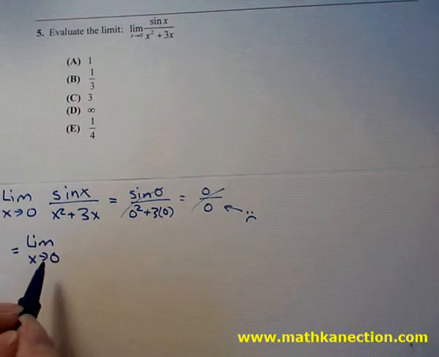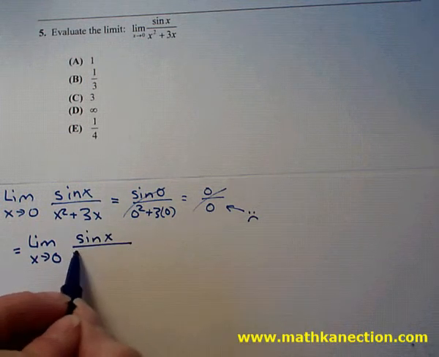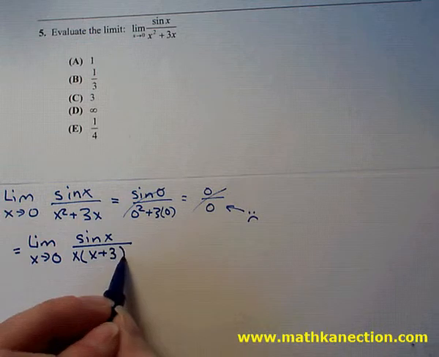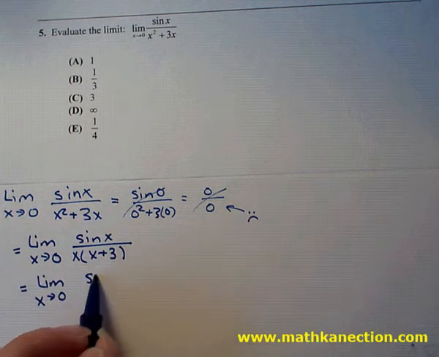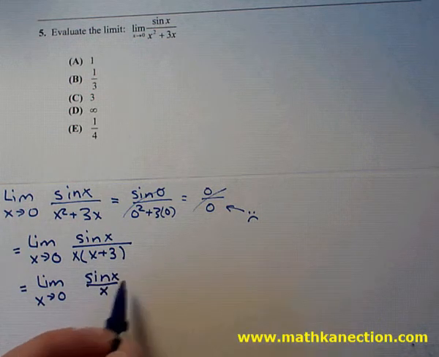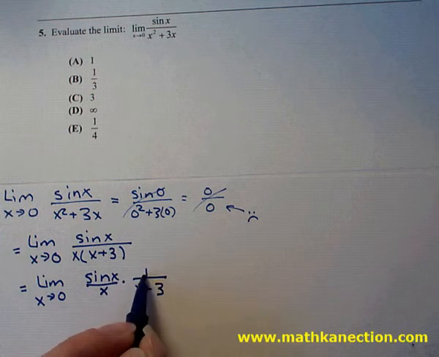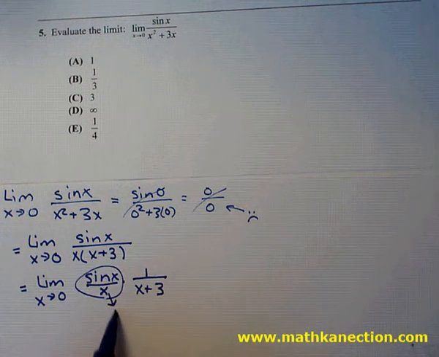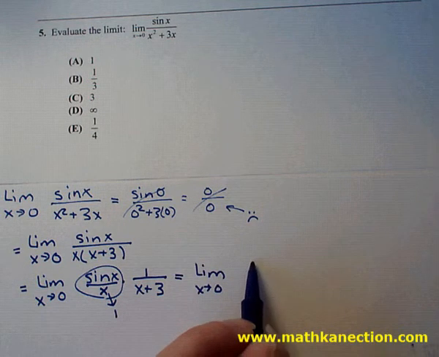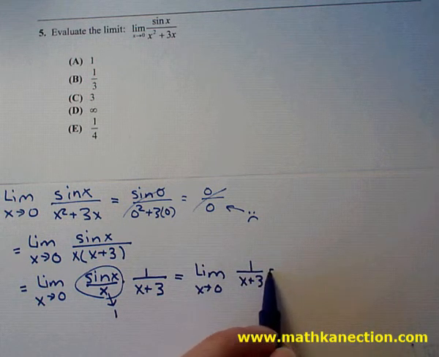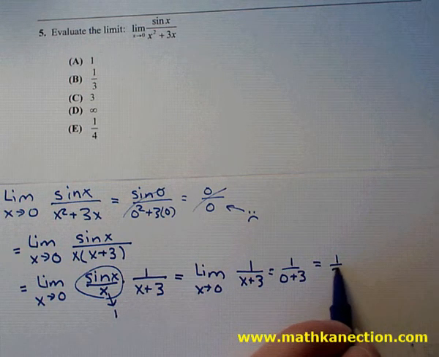Remembering our properties, we have the limit as x approaches 0 of sine of x over x. So let's go ahead and factor out an x from the denominator. That leaves us with the limit as x approaches 0 of sine of x over x times 1 over the quantity (x plus 3). Since we have sine of x over x, that approaches 1. So we only have to worry about the limit as x approaches 0 of 1 over (x plus 3). Replacing in our value of 0 for x, we get the answer of 1 over 3, which matches letter choice B.